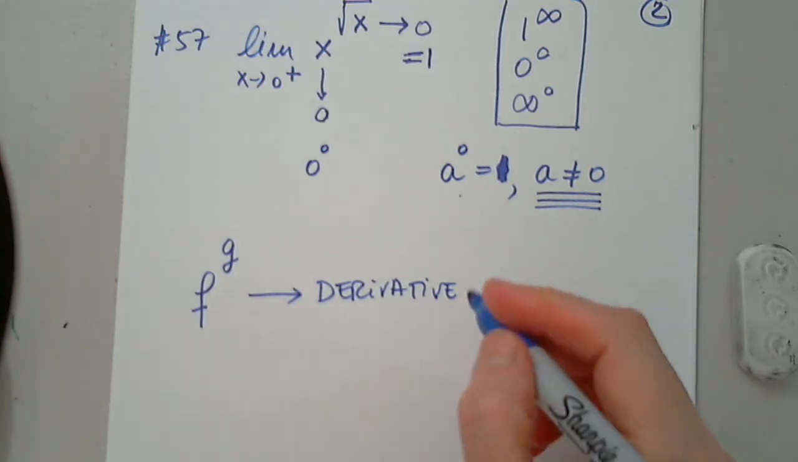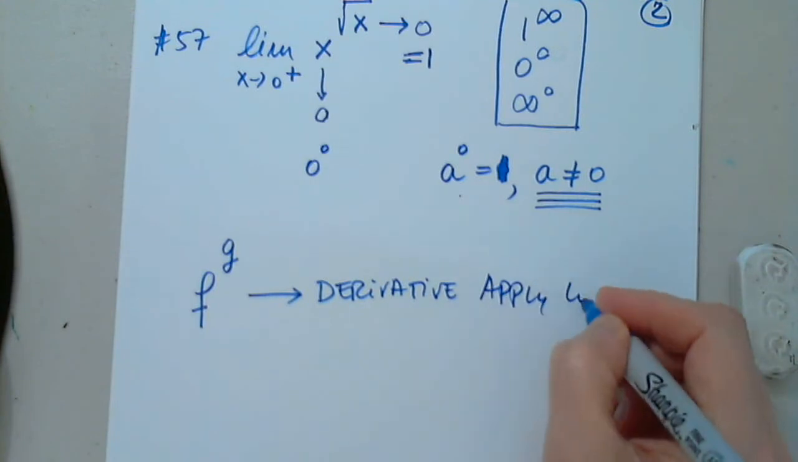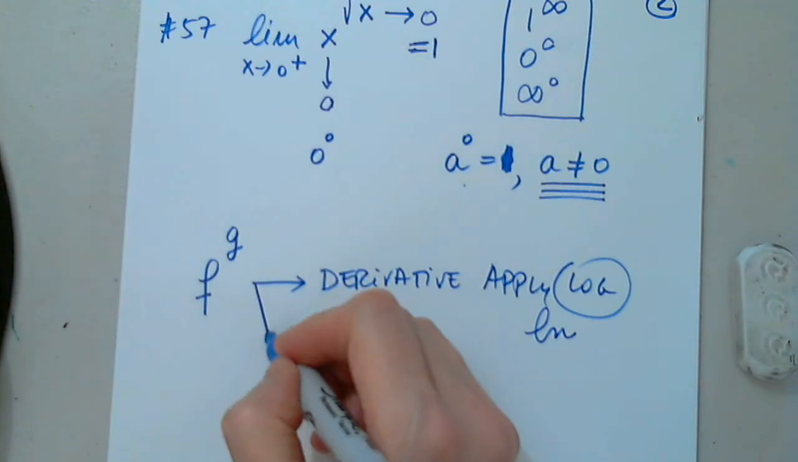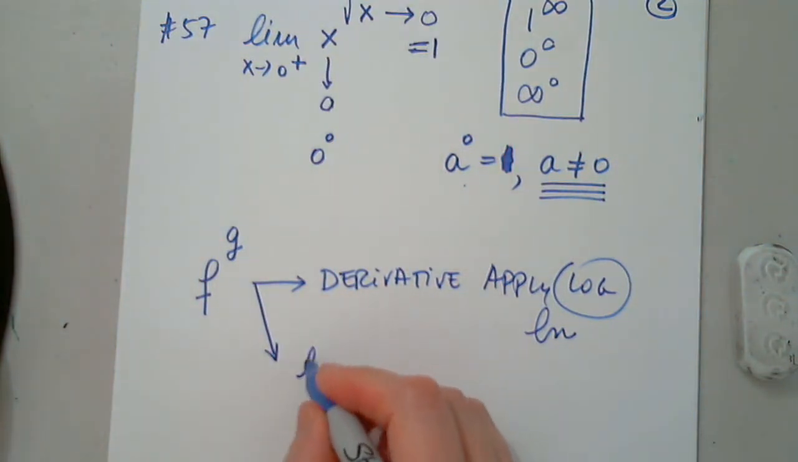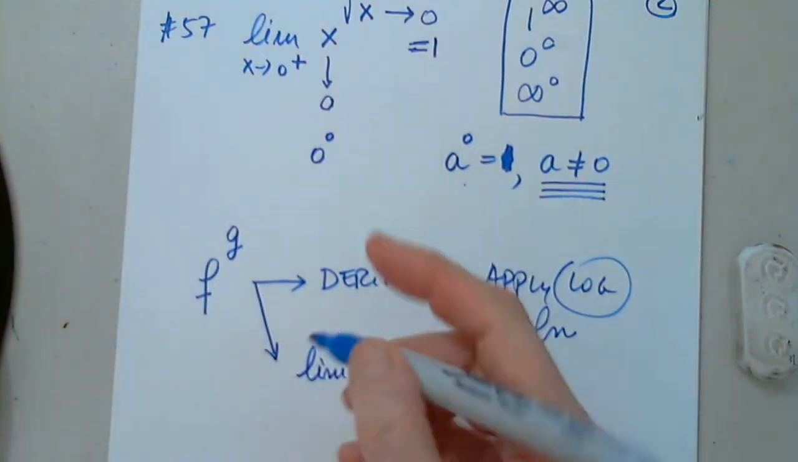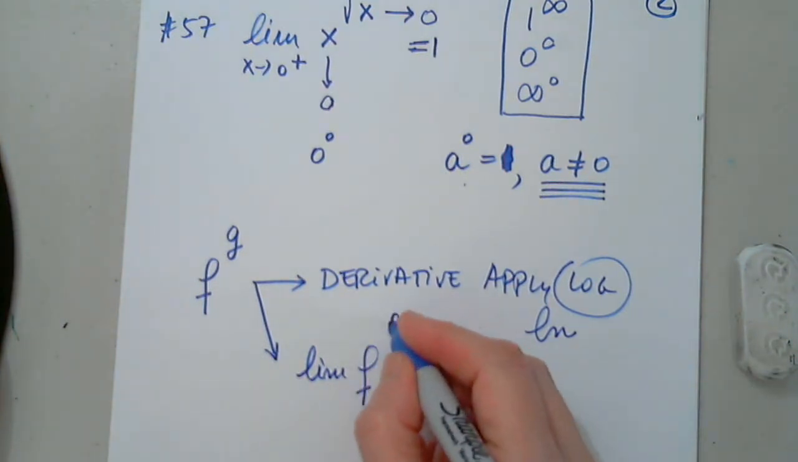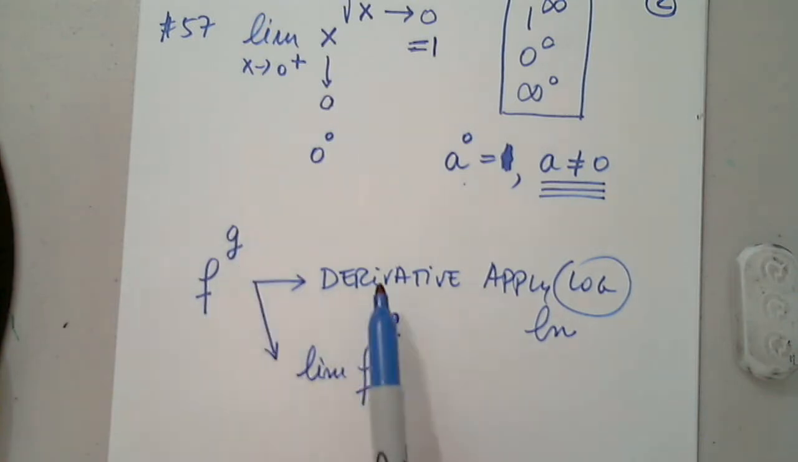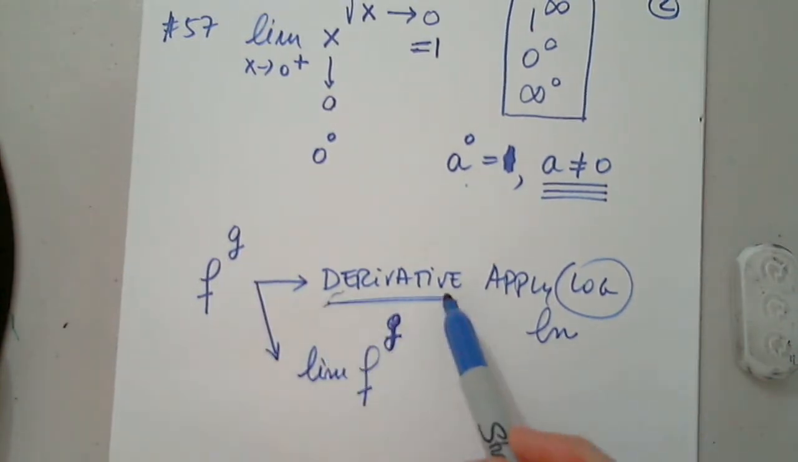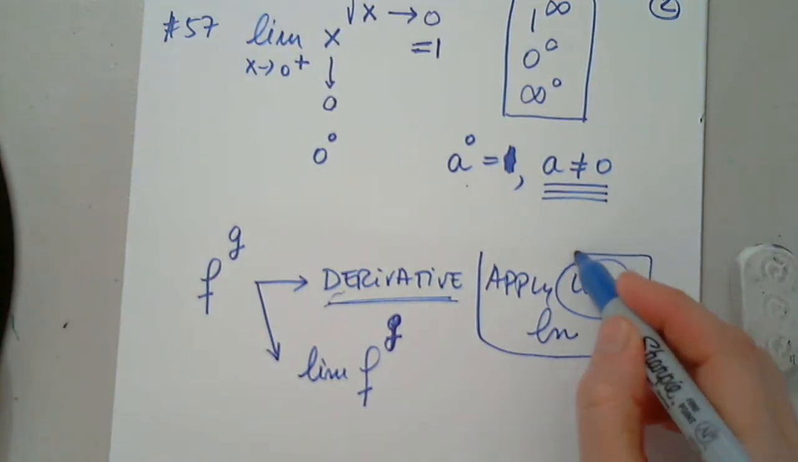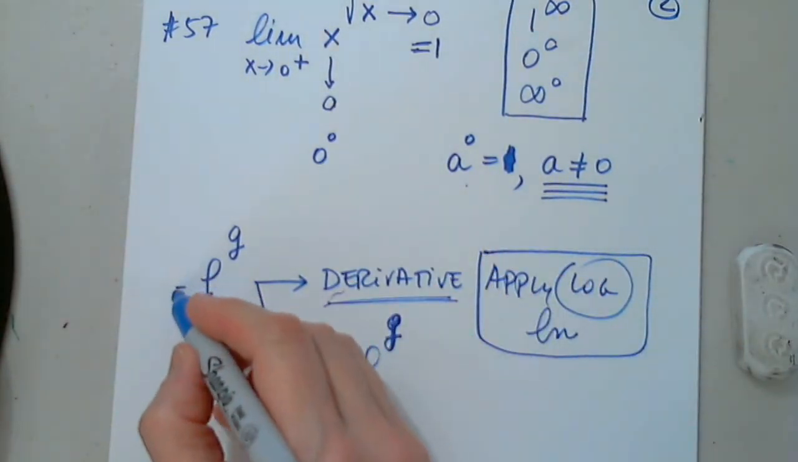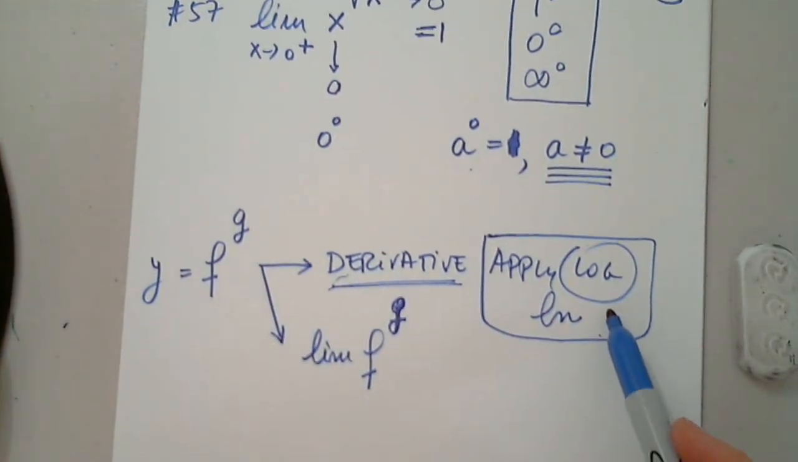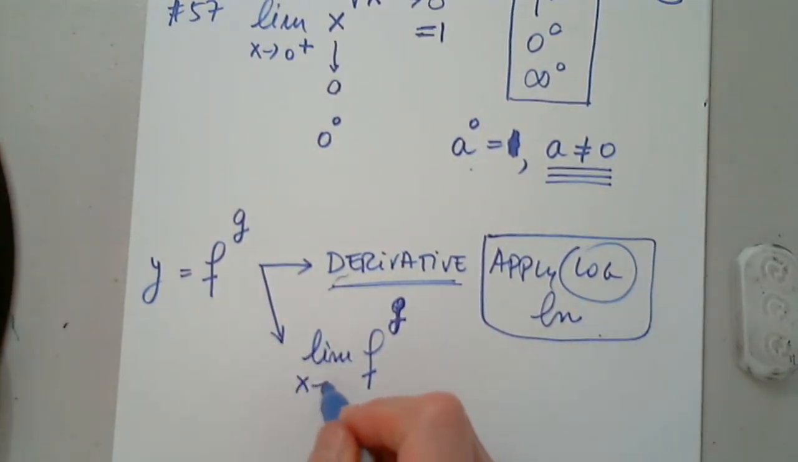So indeed, apply log. Of course, natural log. Good. So now we're interested in finding a limit from a function f raised to another function g. So this is a function raised to a function. When we want to find the derivative, we have to apply log. We name this y and we apply log to both sides, as we did before. But now what about the limit?